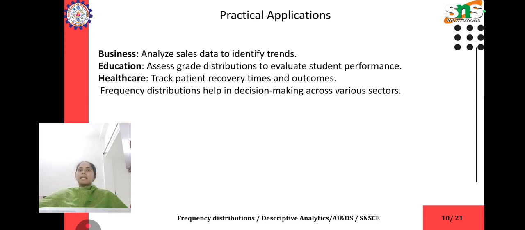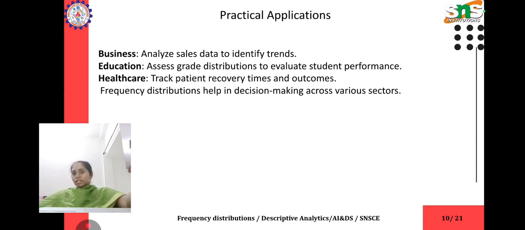And the real-time example: a teacher collects exam scores for 100 students and prepares a grouped frequency distribution to understand performance patterns. This helps her identify whether the exam was too hard, too easy, or just right.